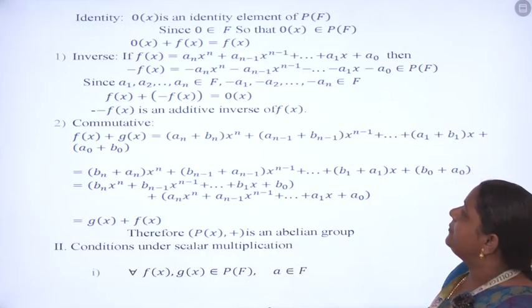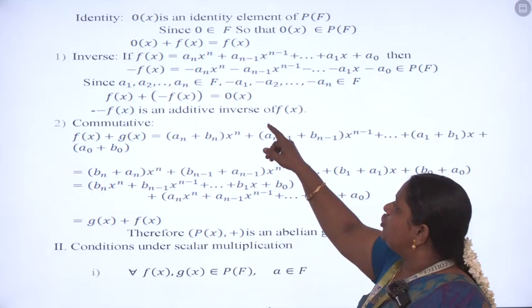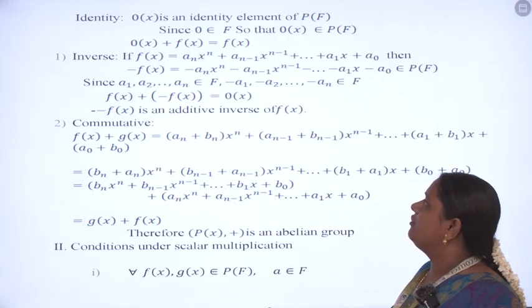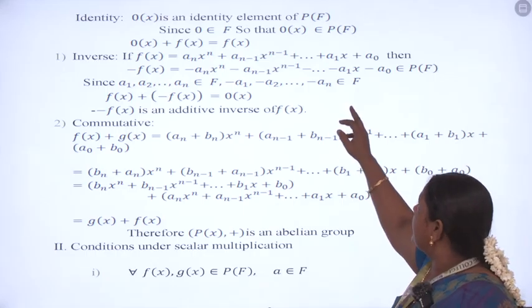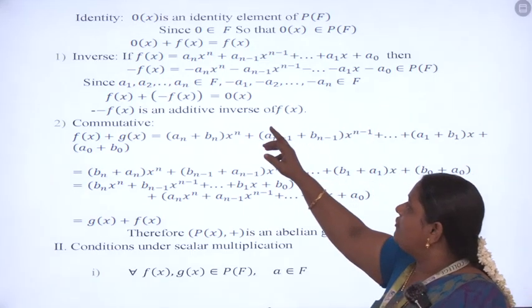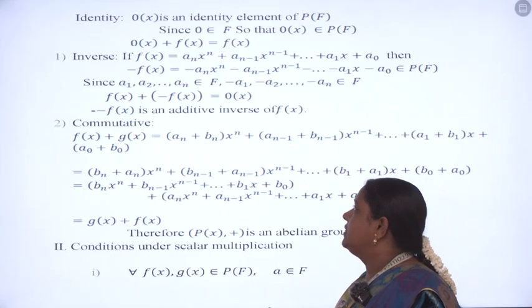Next one, identity. 0 of x is the identity element of P of x. So 0 belongs to F, so that 0 of x belongs to P of x. So 0 of x plus f of x equals f of x.